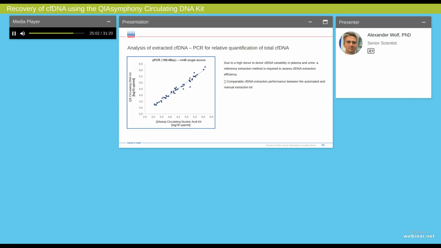That's why we usually run a reference method to calculate the success of the extraction process. Here, the automated QIAsymphony circulating DNA kit on the x-axis was compared to the gold standard in the market, the manual QIAamp circulating nucleic acid kit, shown on the y-axis. The 18S copies were plotted for each donor, which results in a comparable total cell-free DNA extraction efficiency for both kits for a broad range of cell-free DNA concentrations.